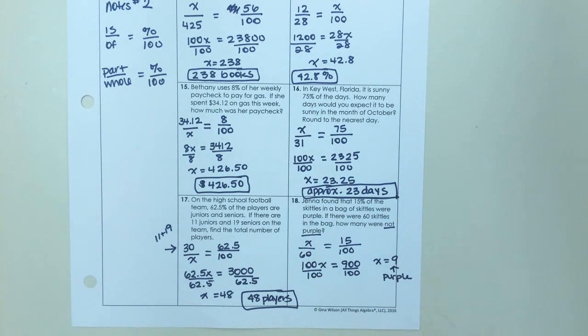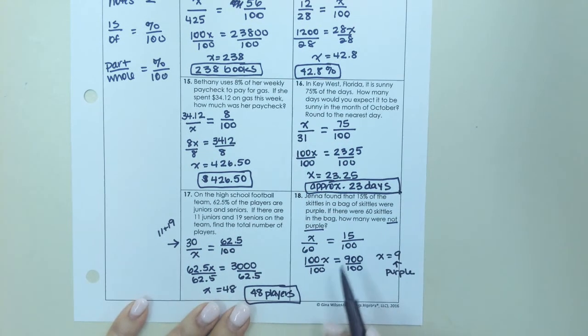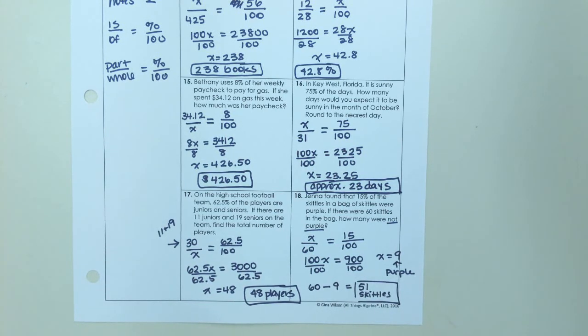But we don't care about the Skittles that are purple because it's saying how many were not purple. So I have to take my total number of Skittles, which is 60, minus the purple ones, which is going to give me 51. So 51 Skittles are not purple. Got to be careful with those problems. And that is it for application problems.